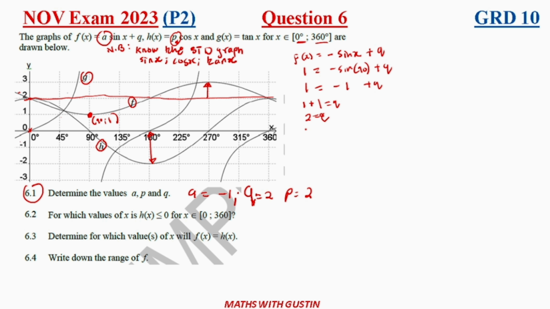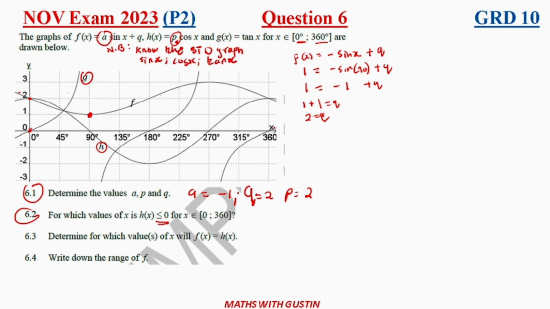Right, so now let's move right along. 6.2: for which values of x is h of x less than 0? Okay, now let me remove all these things so that they don't confuse us. All right, we've already used them. So what are they asking us? Where is this h of x? This one is the cos graph. They are just asking us where this graph is less than 0.